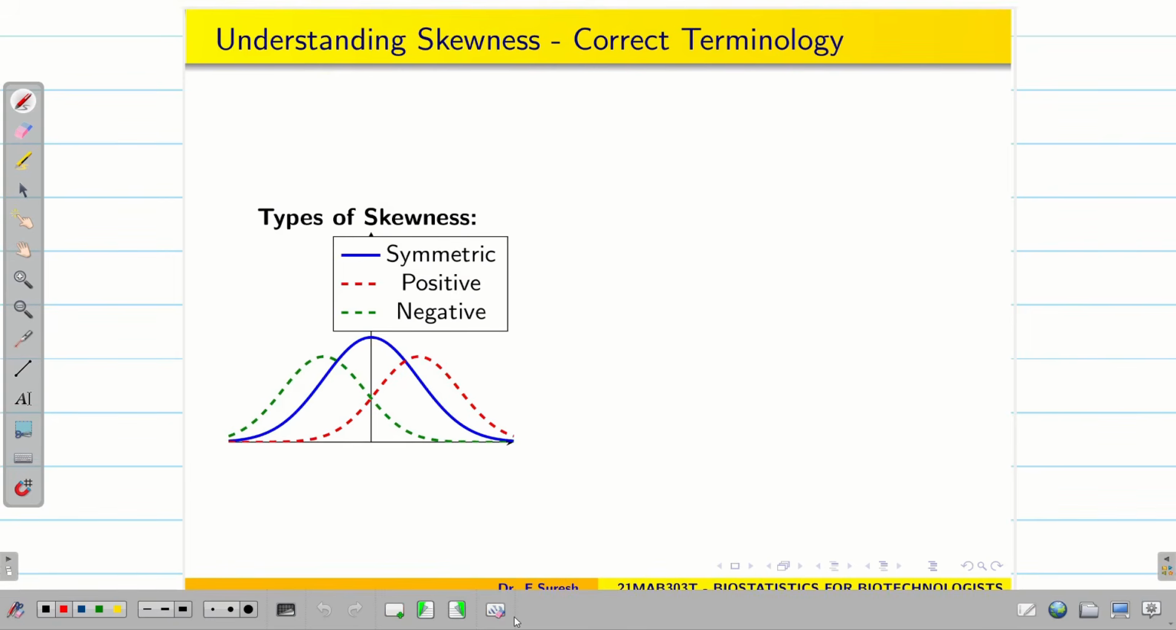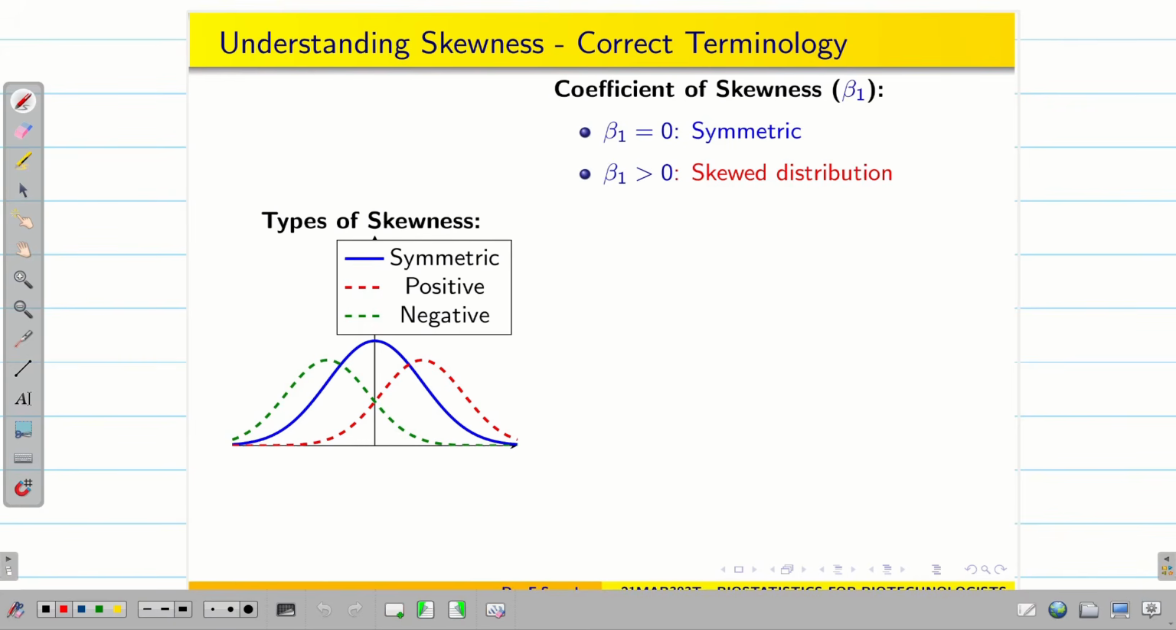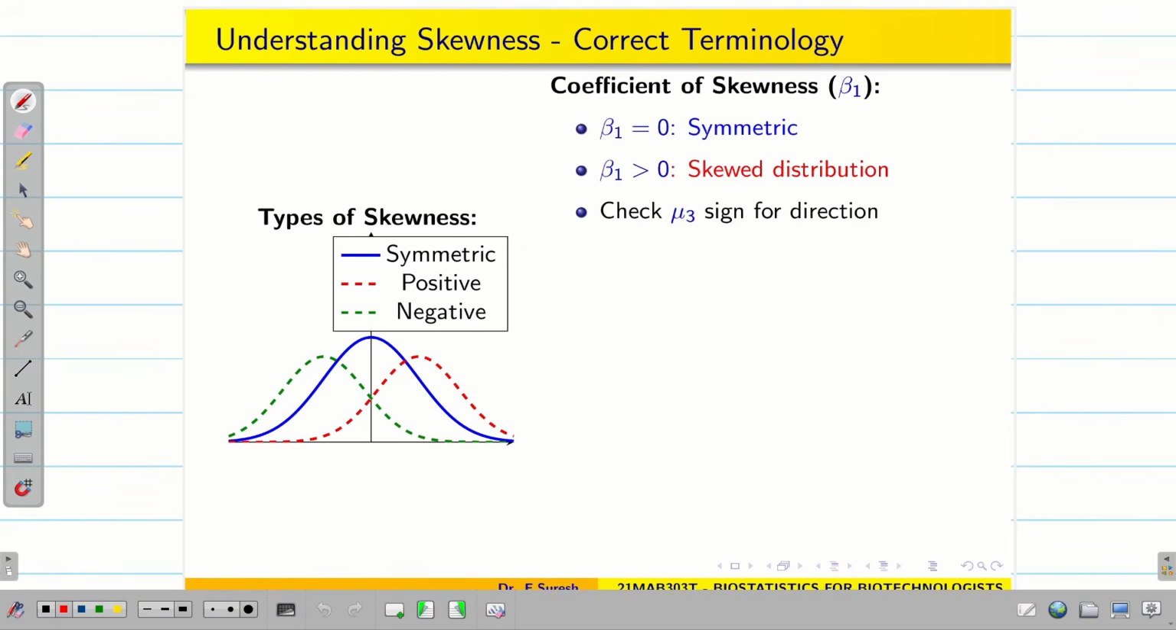Now let us see beta 1. So we have three curves. Beta 1 is known as the coefficient of skewness. Beta 1 equal to 0, then it is symmetric. If beta 1 is greater than 0, it is skewed. So if mu 3 is positive, we say positively skewed. If mu 3 is negative, it is going to be negatively skewed.